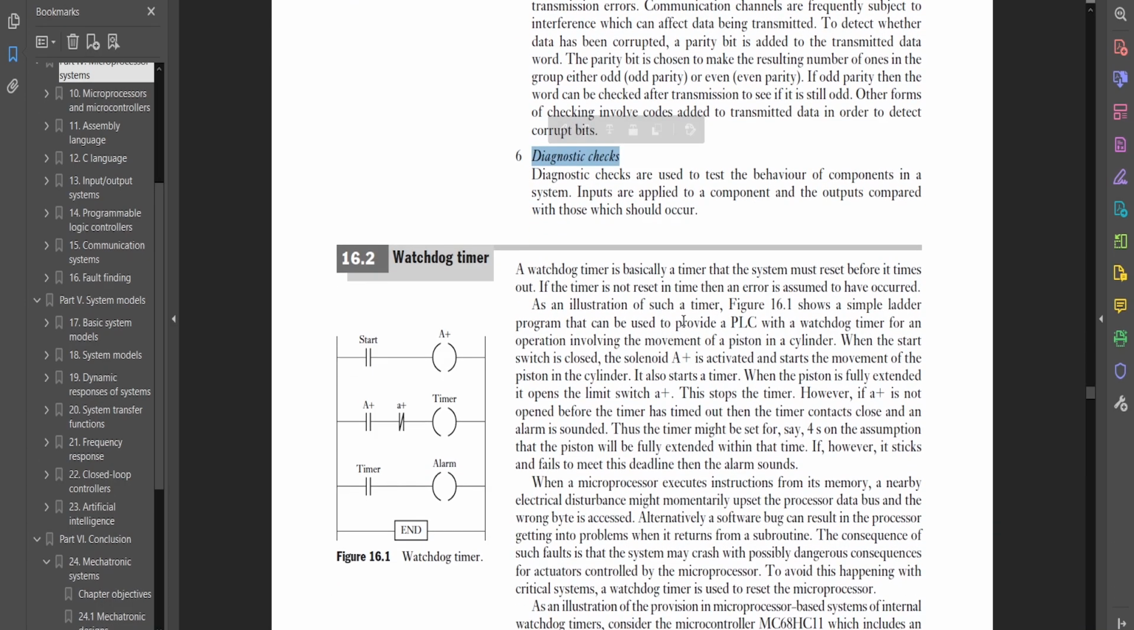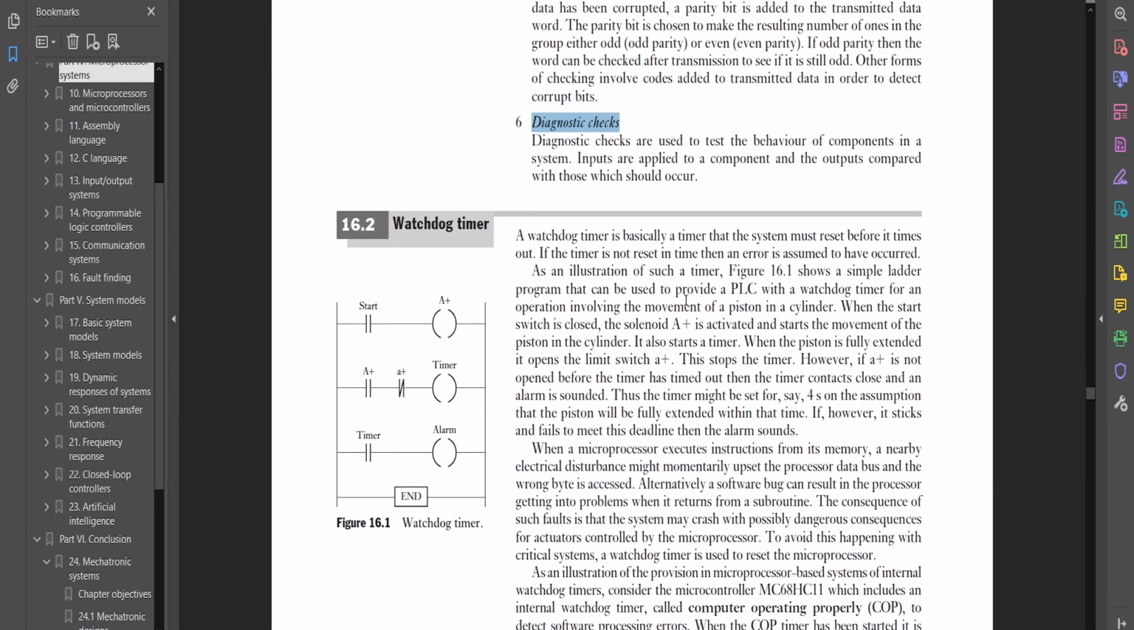Okay. Watchdog timer. A watchdog timer is basically a timer that the system must reset before it times out. If the timer is not reset in time, then an error is assumed to have occurred. That doesn't make sense to me. I can't even think how that would make sense.